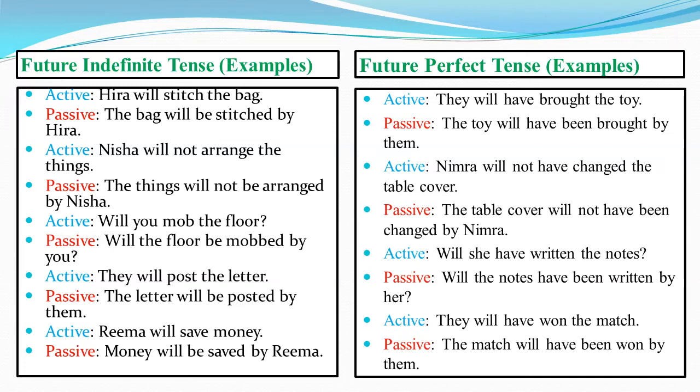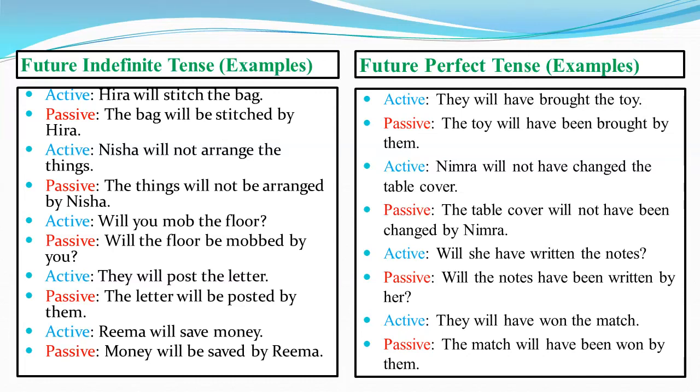Now come to the examples of future perfect tense. The active sentence: they will have brought the toy. Okay, and the passive is: the toy will have been brought by them. Okay, another sentence, it is a negative sentence: Nimra will not have changed the table cover, and the passive is: the table cover will not have been changed by Nimra.